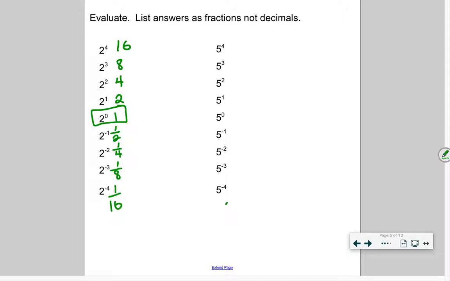So what's 5 to the 4th power? 625. 5 to the 3rd power. 5 to the 2nd. 5 to the 1st. 5 to the 0. 5 to the negative 1. 1/5. 5 to the negative 2. 1/25. 5 to the negative 3. And 5 to the negative 4. 1/625. Okay, next.